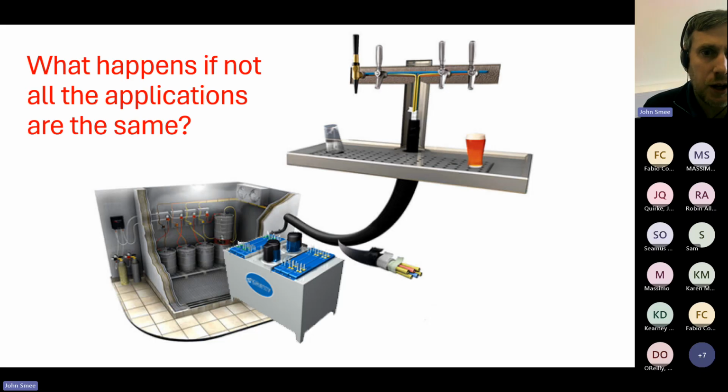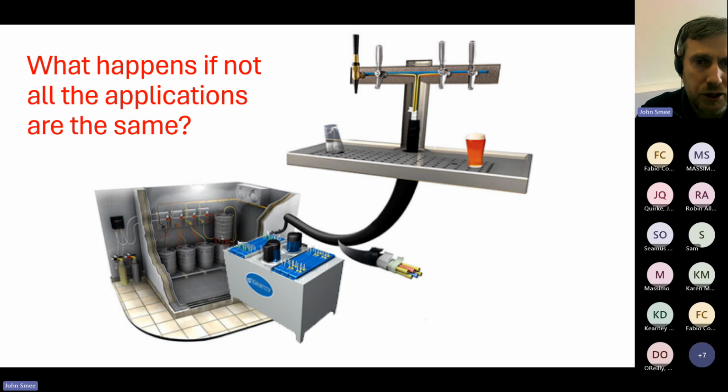But the question is, what happens if not all applications are the same? And this is something that I come across all the time, where we have an optimized single phase pump off the shelf and a variety of actual applications that are quite different from one another. And the question we need to ask is what happens in terms of power consumption and performance if the applications are not the same. So this is a beer cooler.